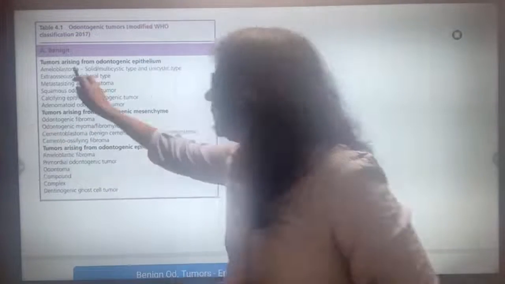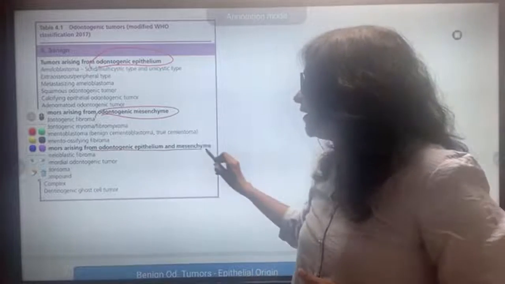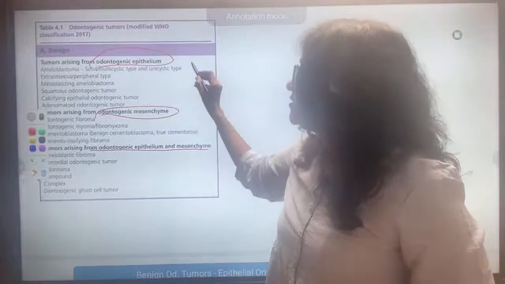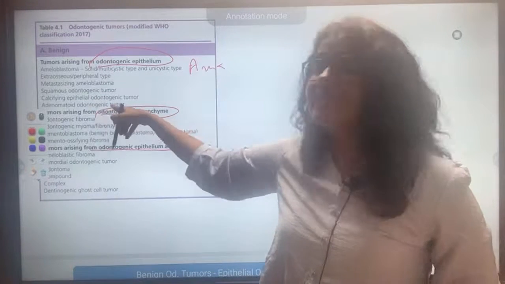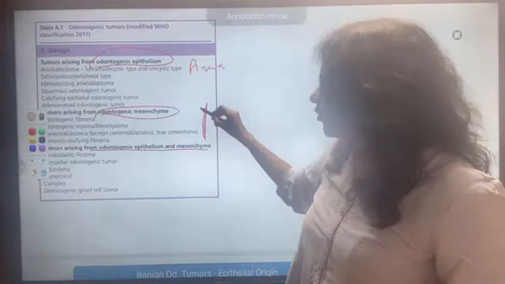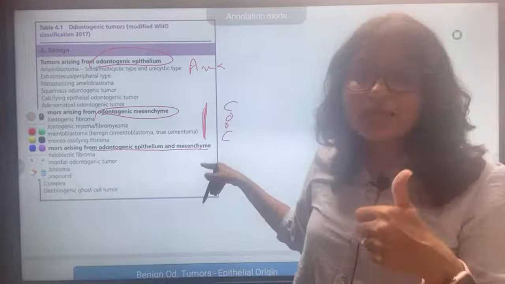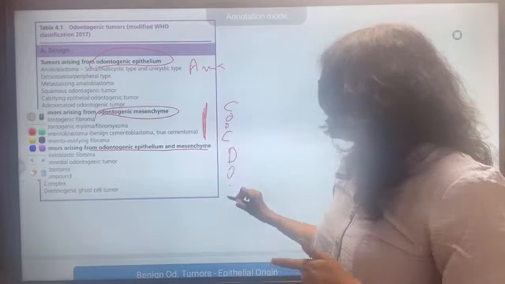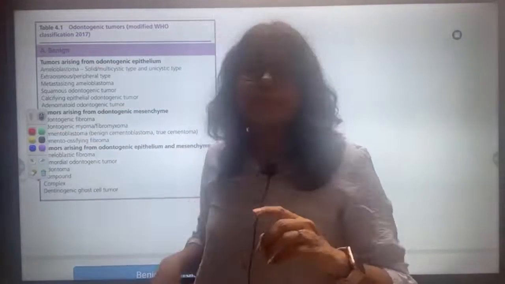So this is my classification for benign tumors: first is odontogenic epithelium, then mesenchyme, and then epithelium and mesenchyme. What was it? The Amma shall cut apples one, right? Ameloblastoma, SOT, CEOT, AOT. Then from mesenchyme, these 4, COOC. And the last is epithelium and connective tissue. We'll remember DOPA for this, DOPA. Okay. So this is the benign part, right?